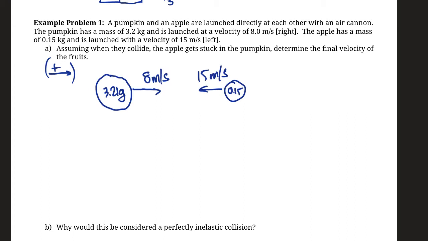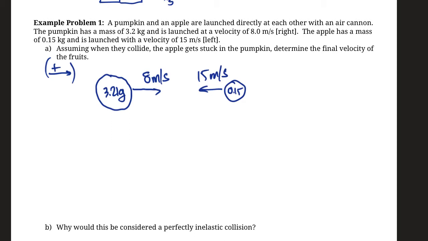So in this case, we're assuming that the apple squishes into the pumpkin and then they travel together at the end. Now notice a few things first. The apple has a lot less mass, but it's going a lot faster than the pumpkin. So you might want to say the pumpkin right off the bat has much more momentum, but maybe it does, maybe it doesn't, depending on how fast the pumpkin is going.